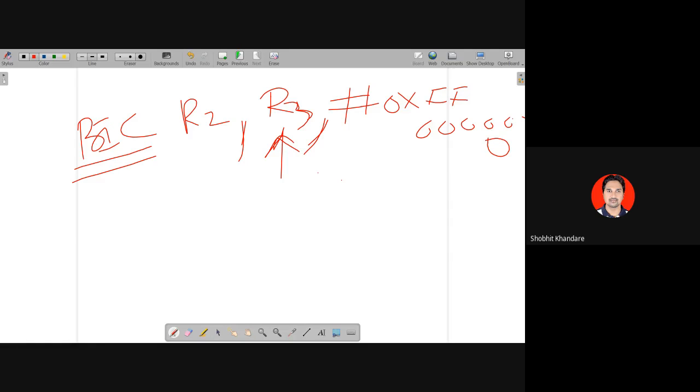And which bits will be cleared and which bits will be unchanged? As far as R3 is concerned, I would say the upper byte of R3, or you can say the upper two nibbles of R3, will be cleared and all other bits will be unchanged. How is that possible? See here now, this is the immediate data.